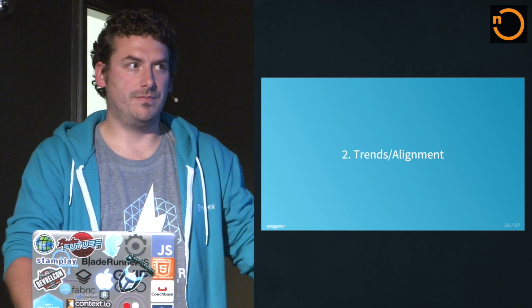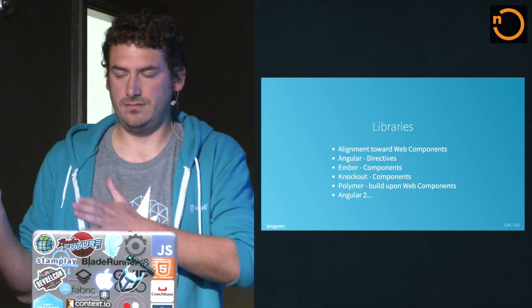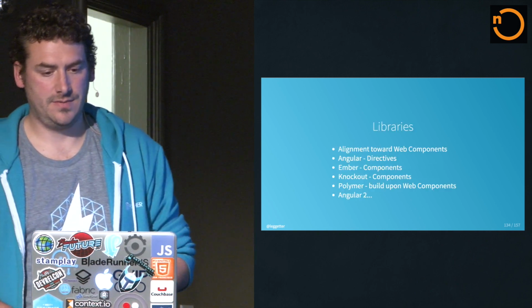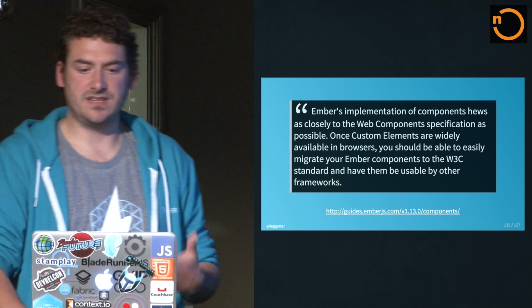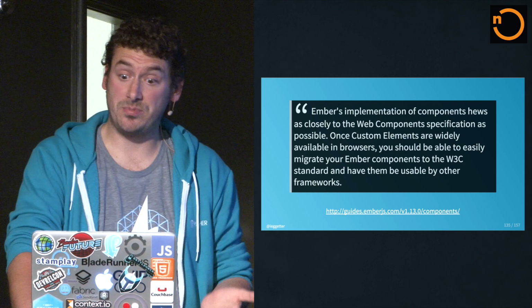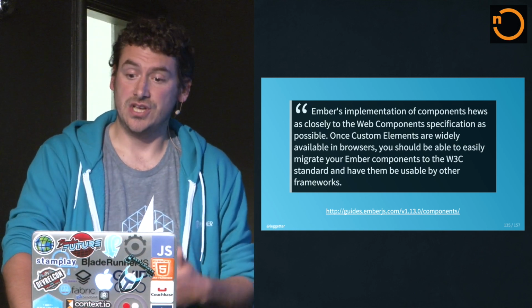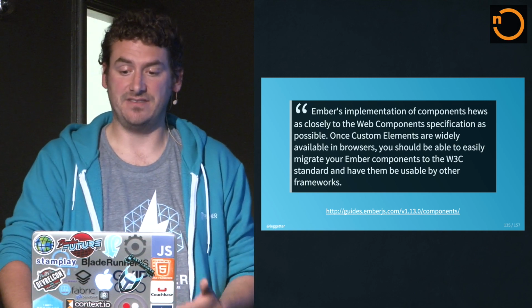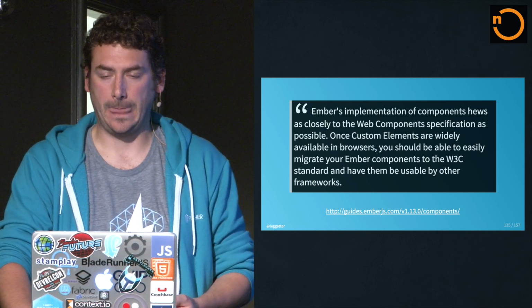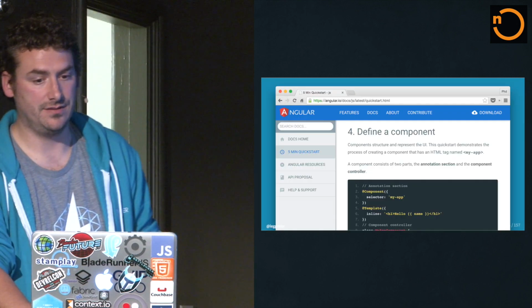So the trends, the library usage, is aligning with web components anyway. If you look at the Ember documentation, they say Ember's implementation of components hews as closely to the web component specification as possible. Once custom elements are widely available in browsers, you should be able to easily migrate your Ember components to the W3C standard and have them used by other frameworks. So that's actually specifically what Ember is aligning itself with.